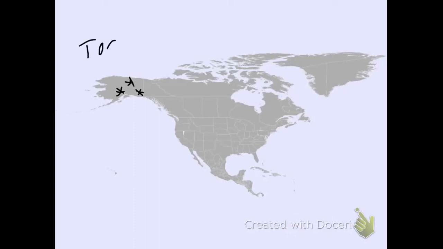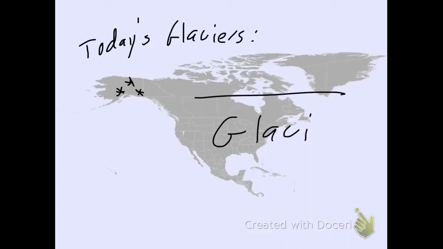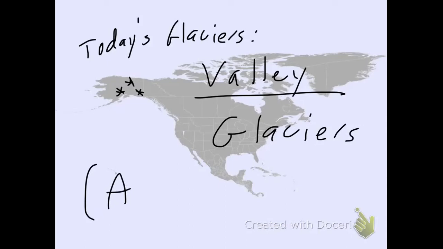So in this map of North America, this is the approximate location of many of today's glaciers. So what type of glacier are they? These are called what glaciers? Okay, they're valley glaciers, but it also goes by a different name that starts with the letter A. Okay, these are alpine glaciers.